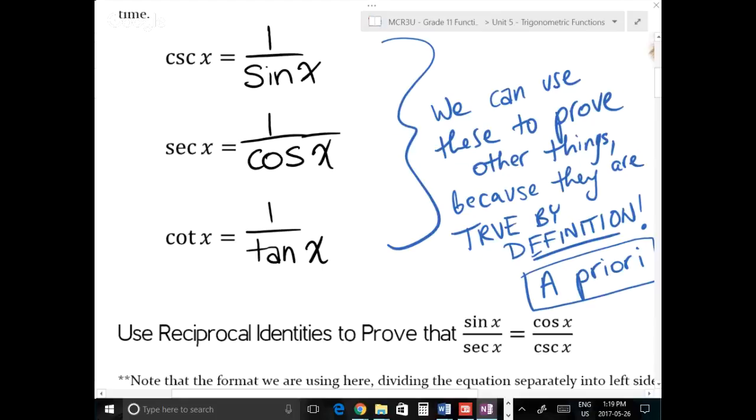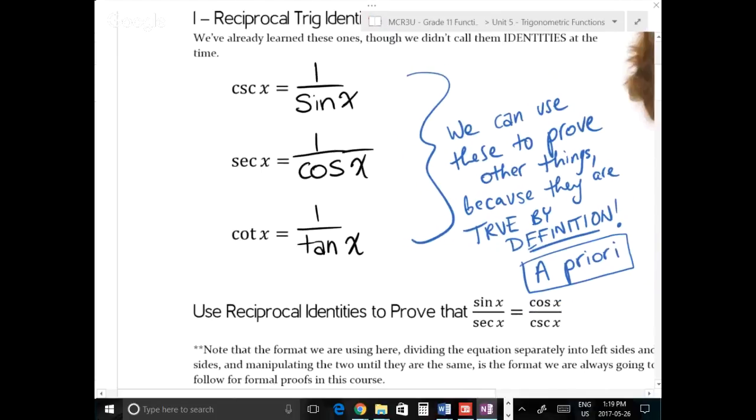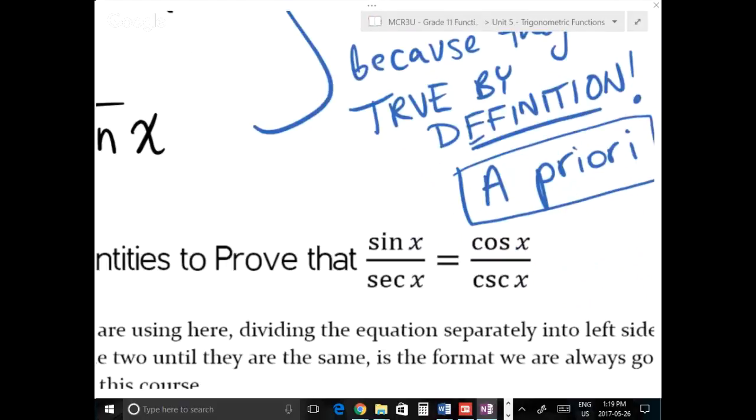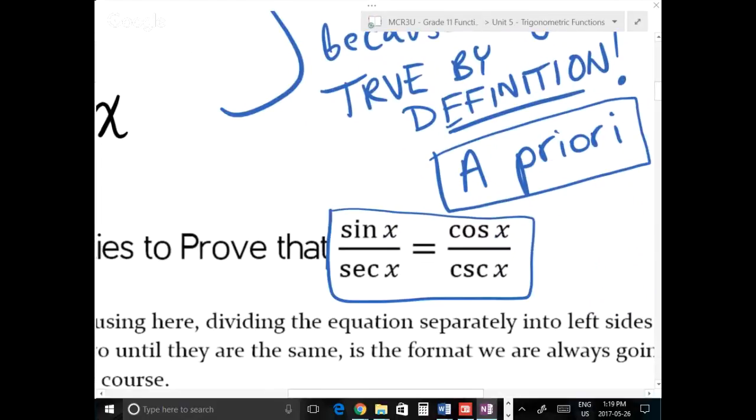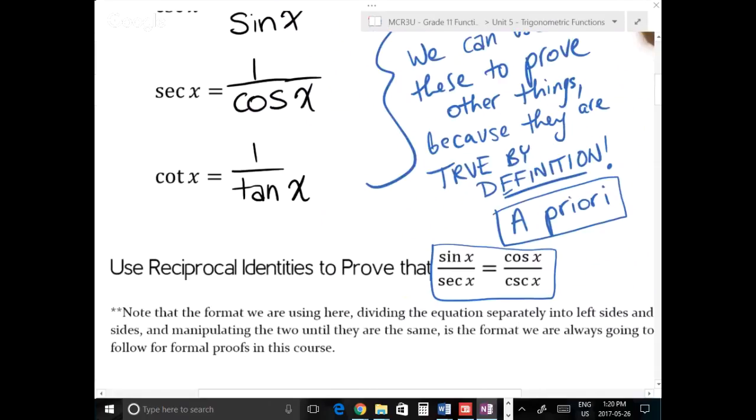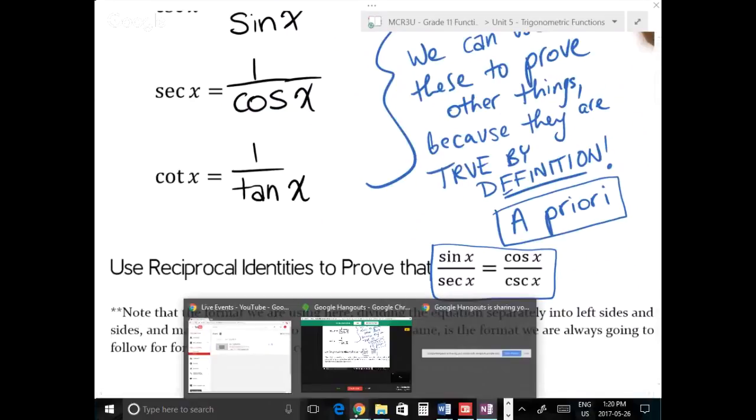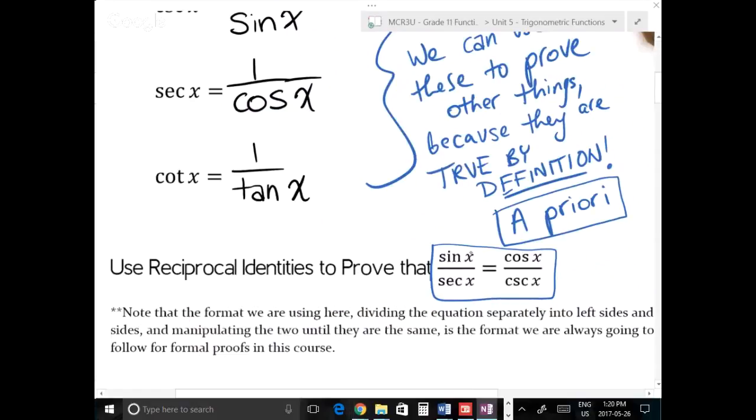Now, from this, we're going to use these definitions to prove other things. We're going to use these things that are true by definition to prove that something else is true. We're going to prove this: sine x over secant x equals cosine x over cosecant x. We're going to use the things we know to prove something we don't know. Now, to be clear, I could go into Desmos and plug these equations in and show that they give me the same line, actually.